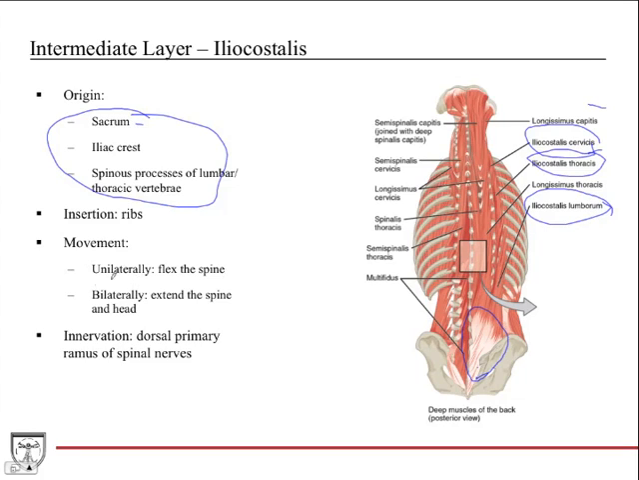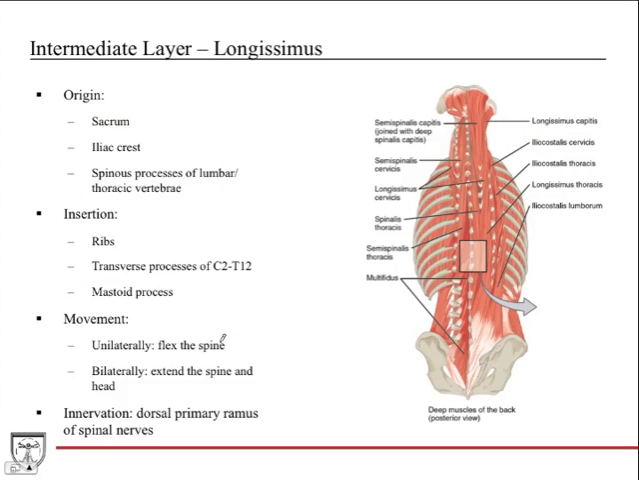Now, its movement. There's the unilateral movement versus the bilateral movement, okay? The unilateral movement is if just one of the muscles contracts. So if the Iliocostalis muscle on the right contracts, it's going to flex the spine. Iliocostalis on the left contracts alone, it's going to flex the spine. If both the right and the left contract, they will extend the spine and the head. And then the innervation again, dorsal primary ramus of spinal nerves.